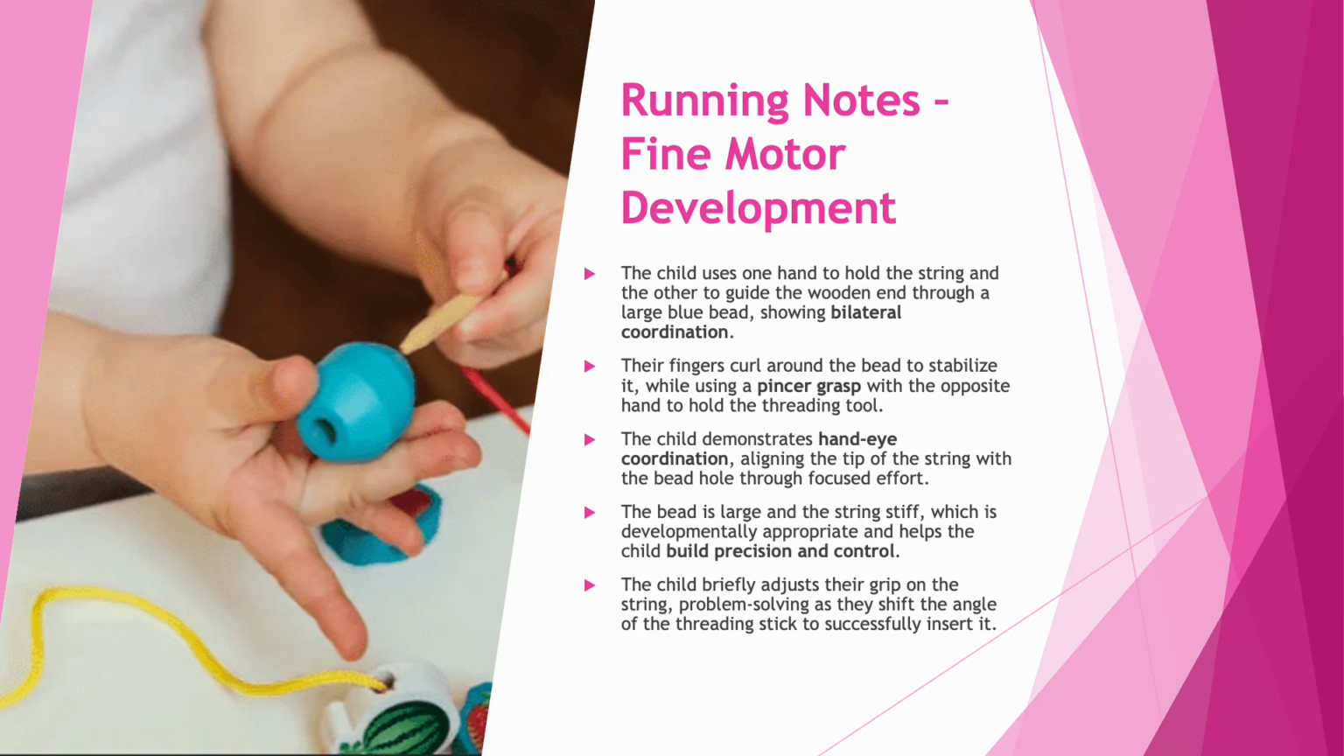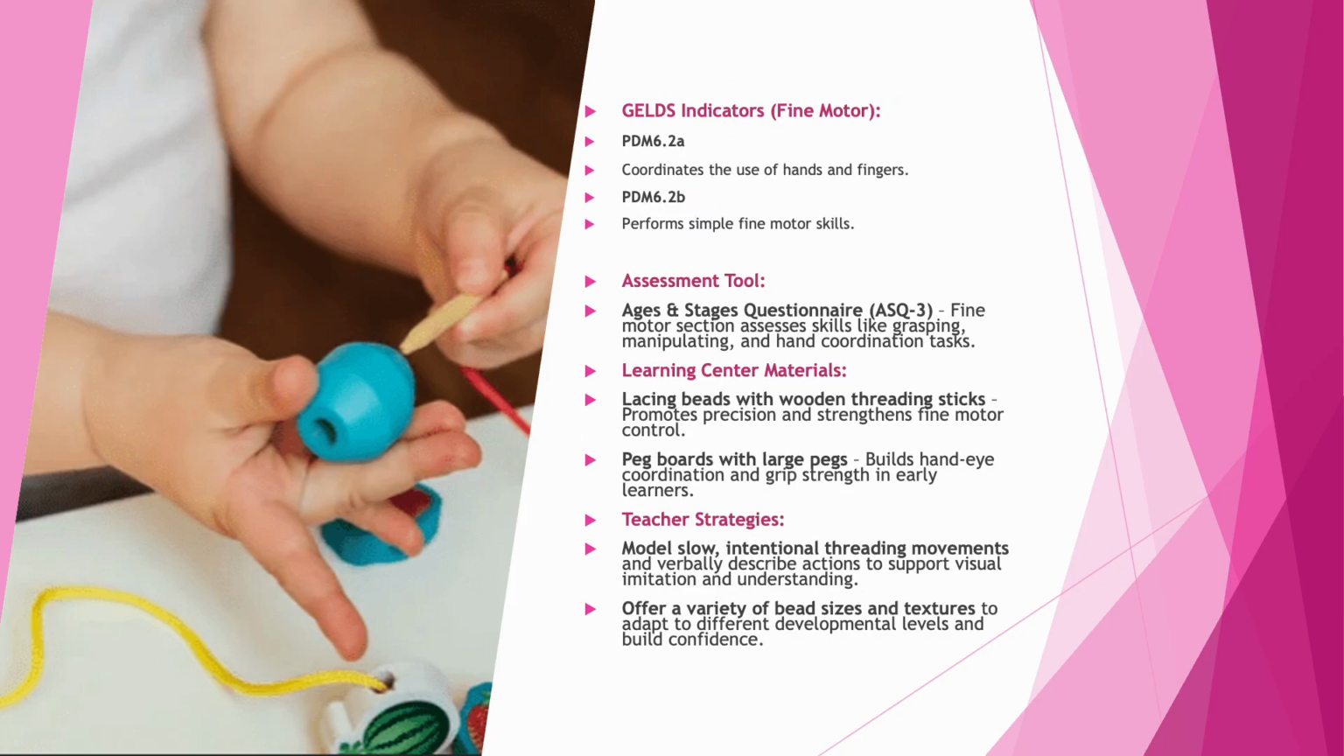This activity uses the GELDS indicators PDM62A, which coordinates the use of hands and fingers, and also PDM62B, which performs simple fine motor skills. An activity that aligns with the GELDS indicators addresses coordinated hand use and eye-hand coordination. A helpful assessment tool for monitoring this area is the ASQ-3.